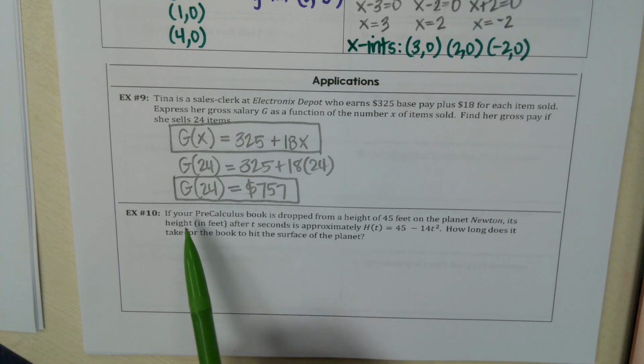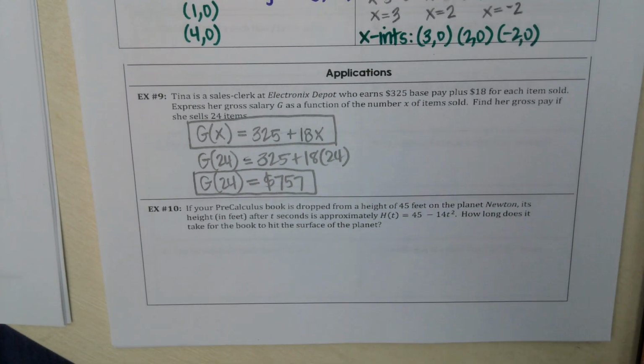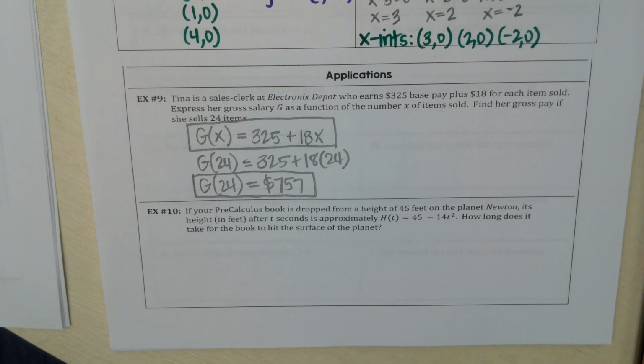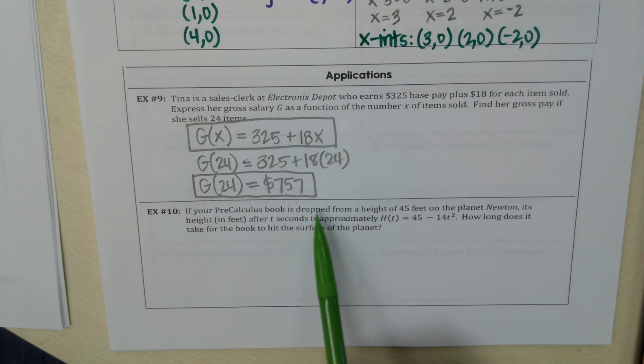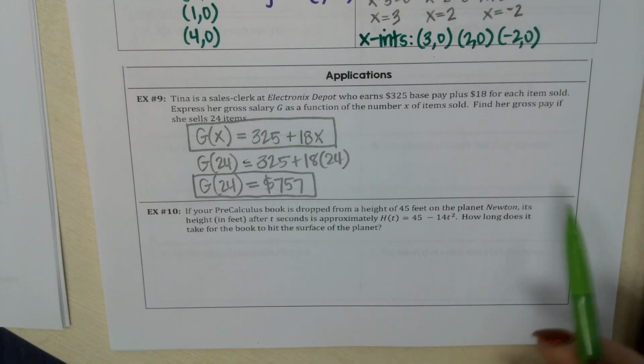All right, now, next. If your pre-calculus book is dropped or thrown from a height of 45 feet on the planet Newton, you see what we did there? No. It's okay. You know. If I'm throwing something, it's going to hit the ground, right? That's the law of gravity. Isaac Newton. It wasn't that. Yeah. It could have been. Oh, come on. I feel like if you throw it, it makes it more funny. Okay? All right, here we go.